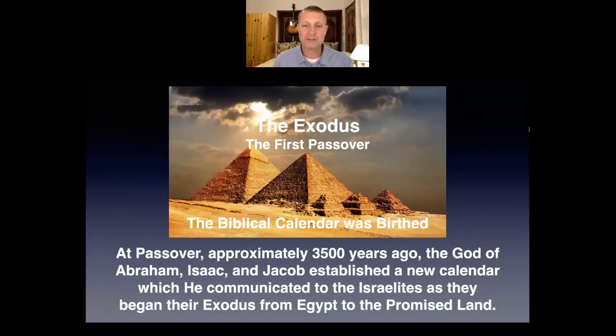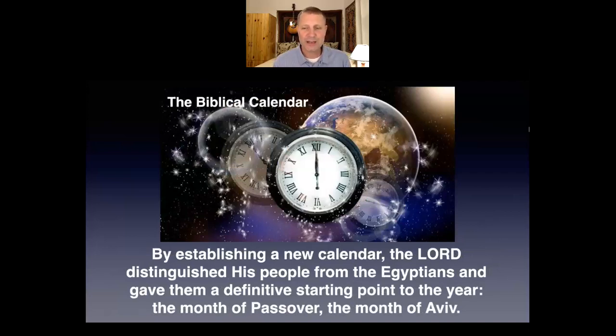At Passover, approximately 3,500 years ago, the God of Abraham, Isaac, and Jacob established a new calendar which he communicated to the Israelites as they began their exodus from Egypt to the promised land. So it's important to understand that the biblical calendar, with the first month being that month of Passover, was literally birthed out of Egypt as the Israelites left and went into the promised land. By establishing a new calendar, the Lord distinguished his people from the Egyptians and gave them a definitive starting point to the year, the month of Passover, the month of Aviv.